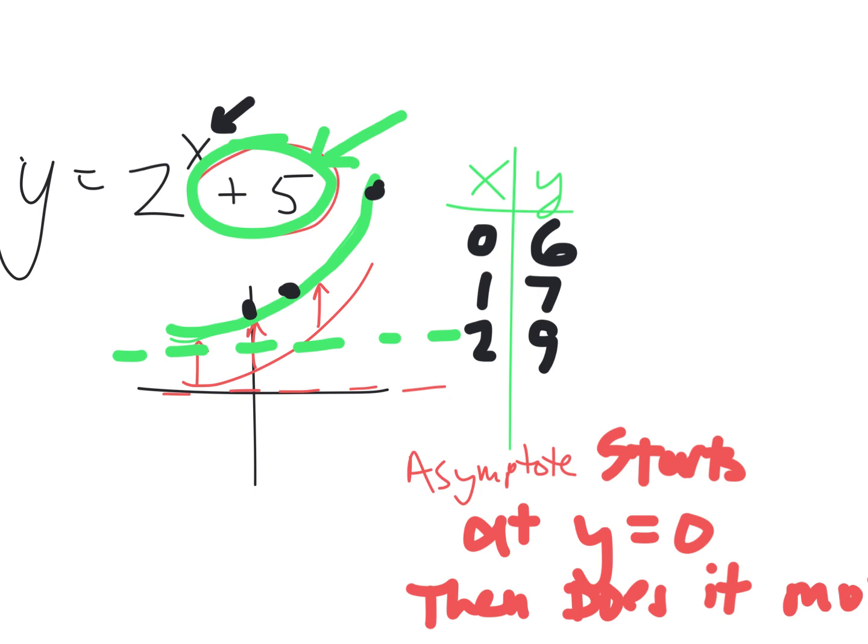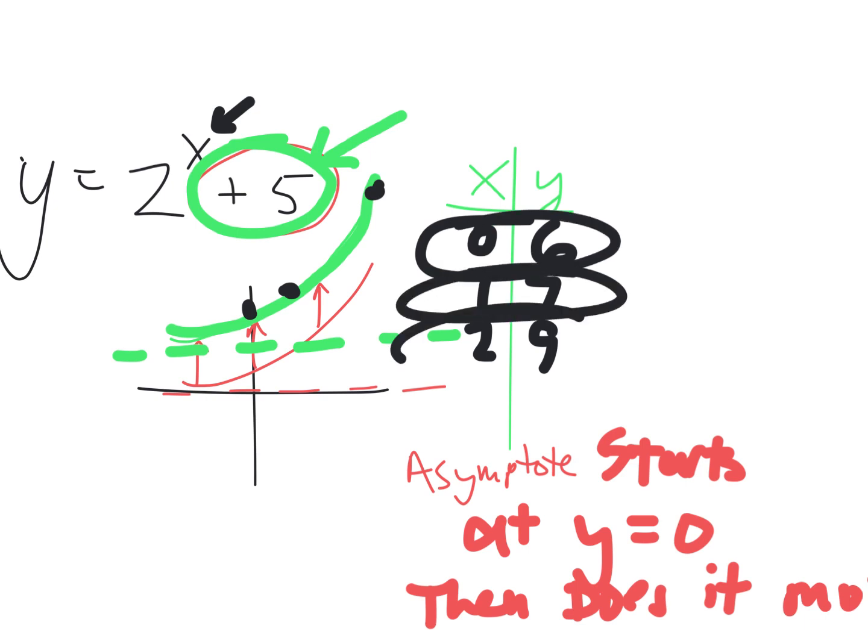There you go. So what's different about these? The asymptote's different. The asymptote starts out as this line that goes across right on the x-axis and then it moves up or down. But the points are the same way. Just stick in numbers, see what you get.